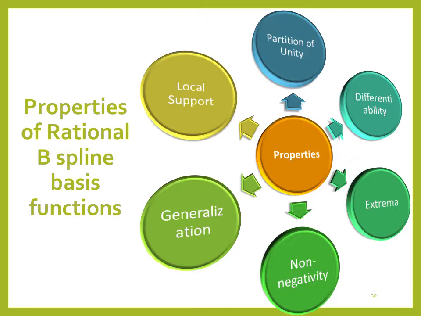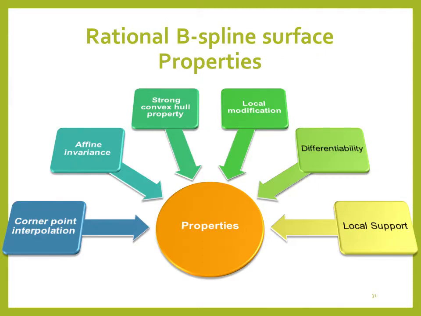Also, local support and generalization are properties of rational B-spline functions. Now coming on to the properties of rational B-spline surface. These properties include corner point interpolation and affine invariance. Affine invariance means basically that an affine transformation is applied to the surface by applying it to the control points. So this is a very important property. We use this property a lot.